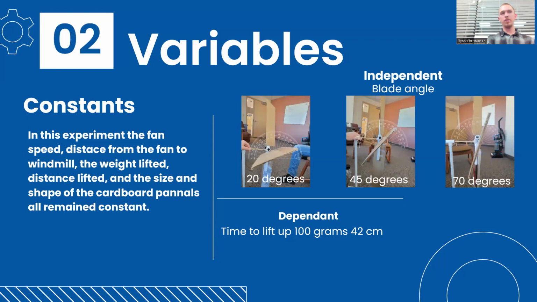So the variables for this project were: the constant variables are going to be the fan speed will remain constant, the distance from the fan will be constant, the weight lifted, distance lifted, and size and shape of every cardboard panel will be the same. The independent variable, which will be changing, will be the angle of the blade. So there will be a 20-degree blade, a 45-degree angled blade, and a 70-degree angled blade. And then the dependent variable, which will be changing depending on the angle of the blade, will be the time that it takes to lift up 100 grams of water, 42 centimeters.